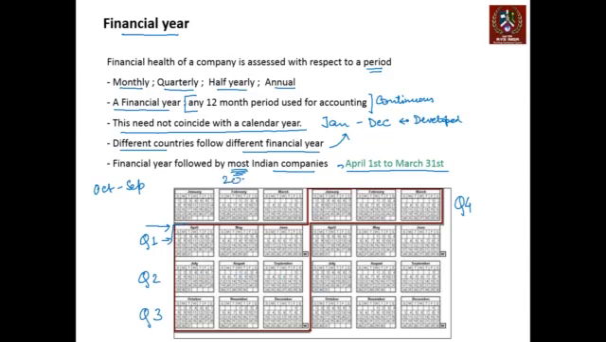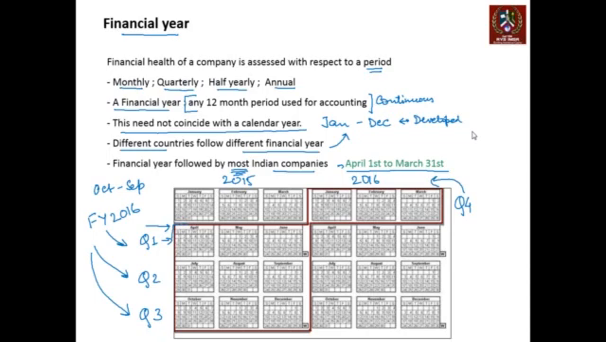So if this was 2015 and this was 2016, what is commonly called a financial year is financial year 2016. This is the quarter one of 2016. This is the quarter two of 2016. This is the quarter three of 2016. And this is the quarter four of 2016 financial year. So the concept of financial year is important to be understood.